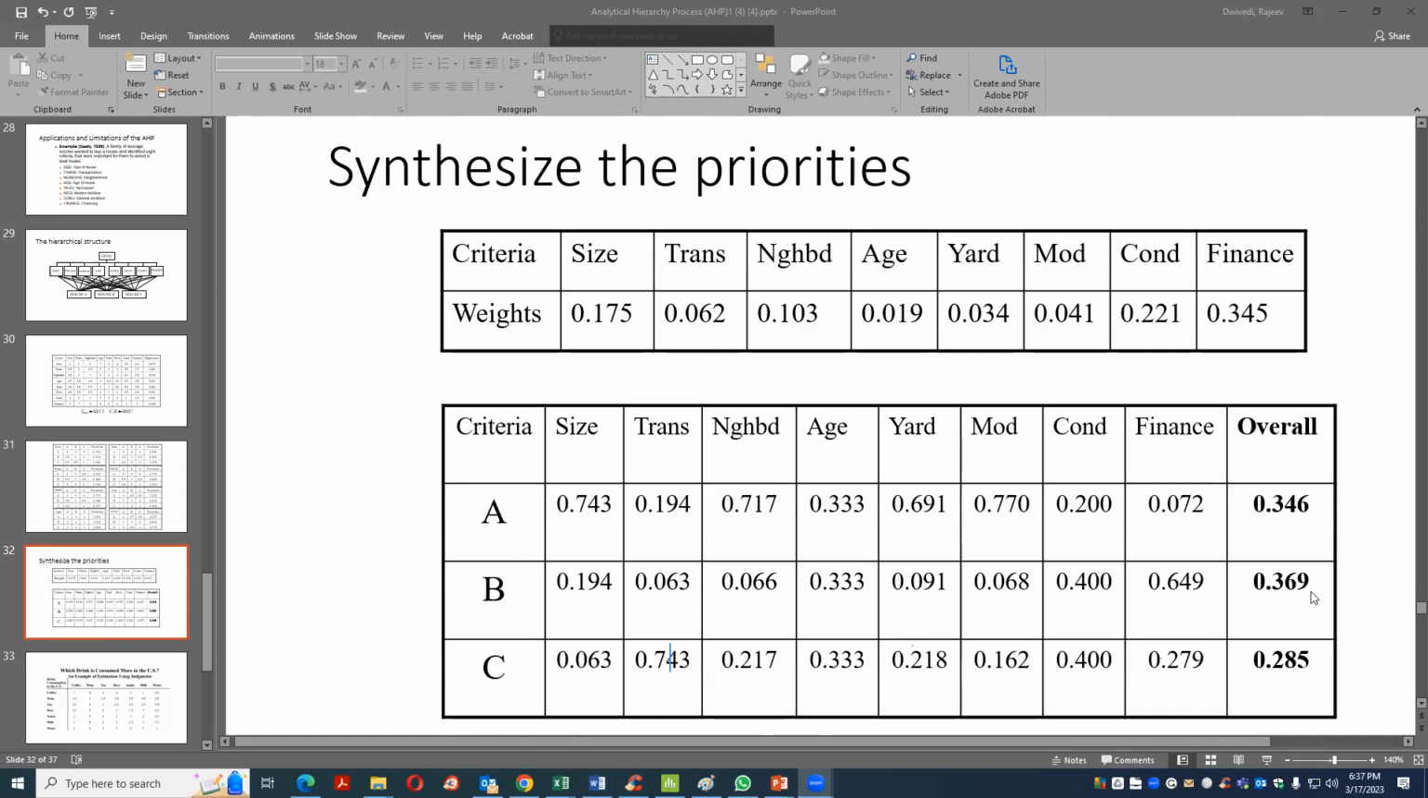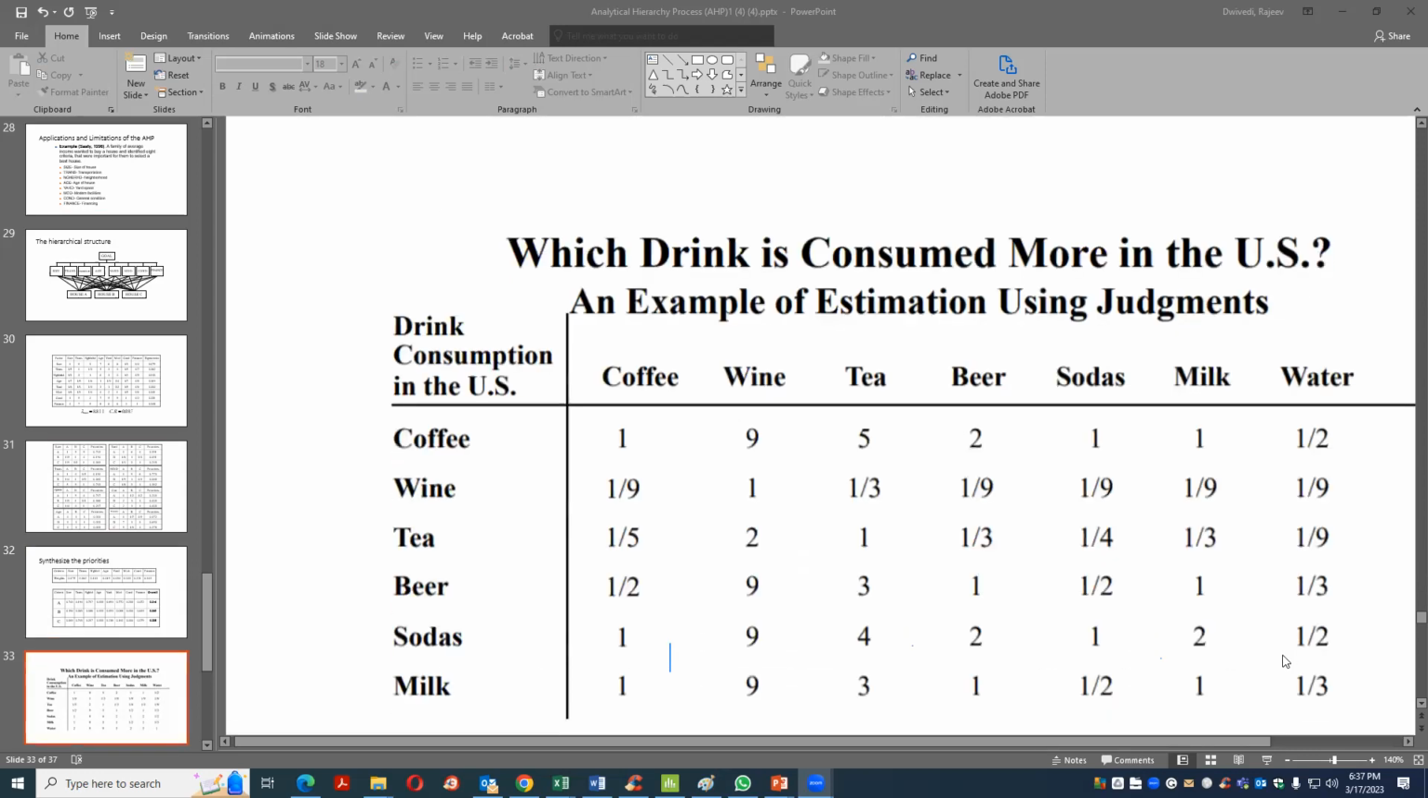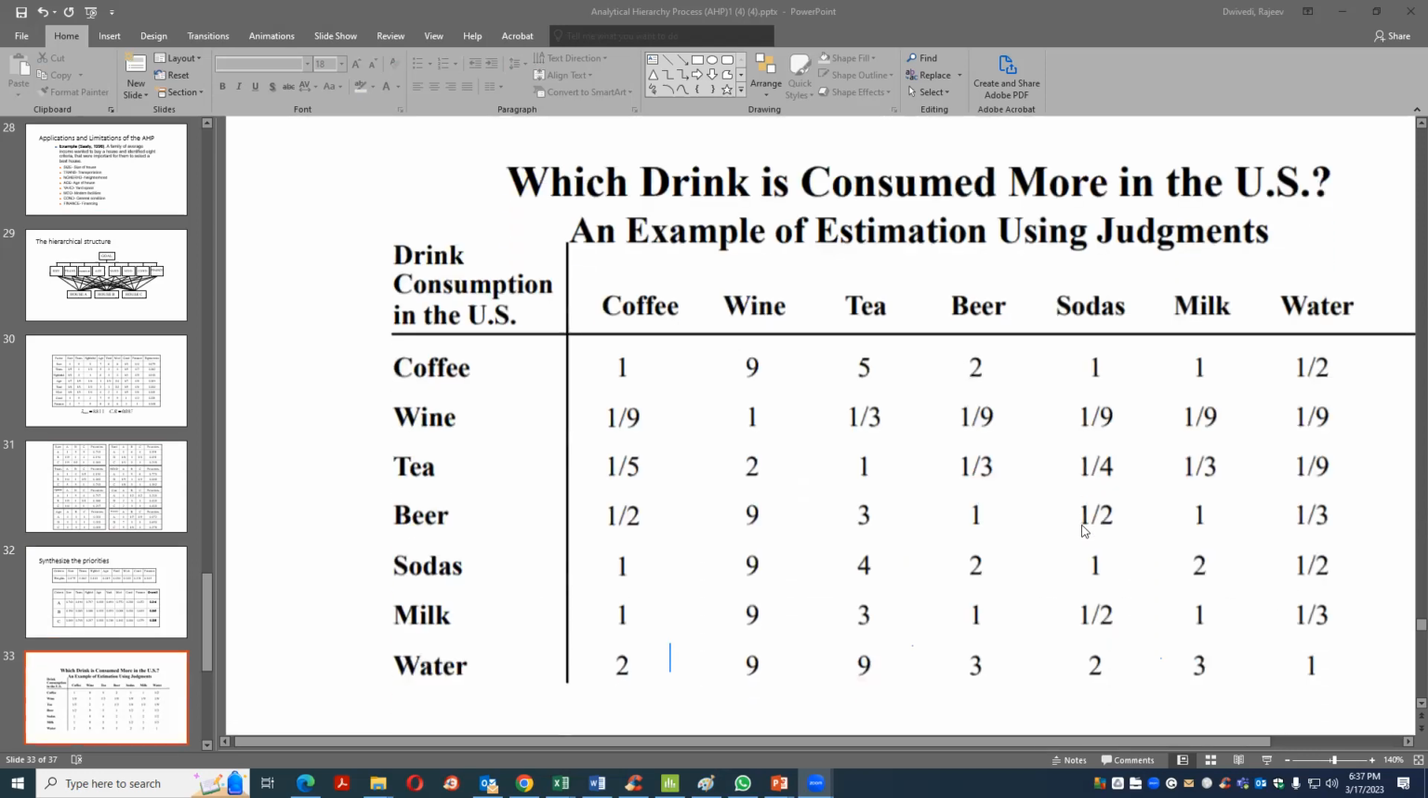Now it's very easy to make. First choice is home B, second is home A, third is home C. Similarly, this is the real work that has been done in USA. Which drink is consumed more in USA? An example of estimation using judgment: coffee, wine, tea, beer, sodas, milk, and water. And they did based on this criteria.